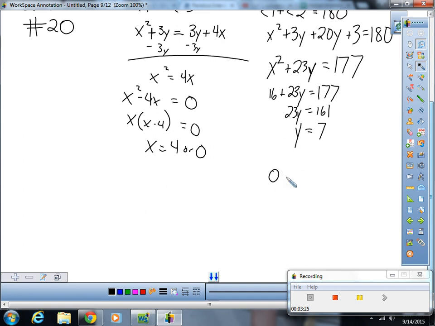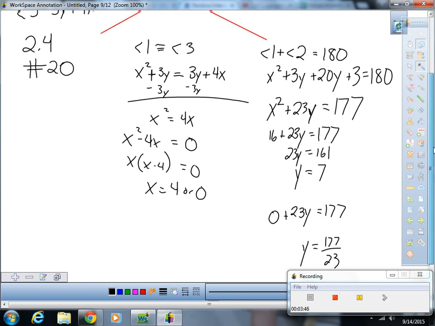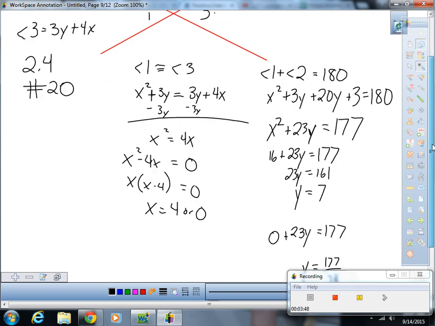Then you'd have 0 plus 23y equals 177. And this is going to probably be an ugly one. 177 divided by 23. So we'll just leave it as 177 23rds. Okay, and I think both of those will work.